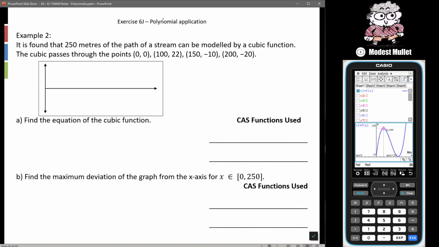It is found that 250 meters of the path of a stream can be modeled by a cubic function. The cubic passes through the points (0, 0), (100, 22), (150, -10), and (200, -20).